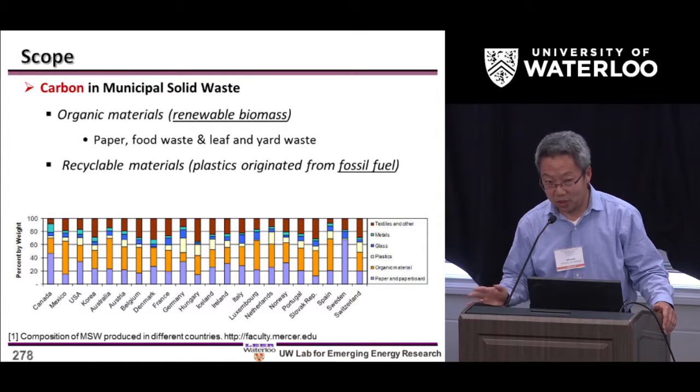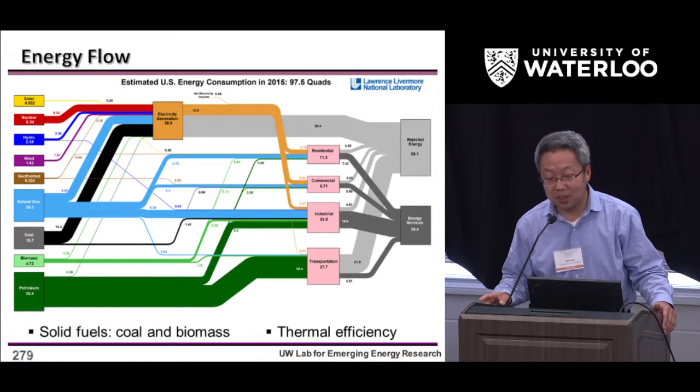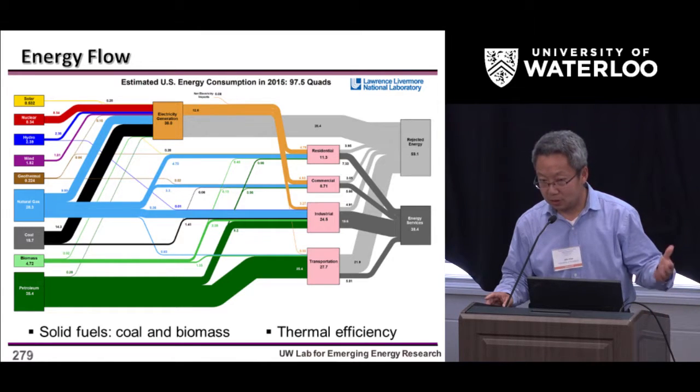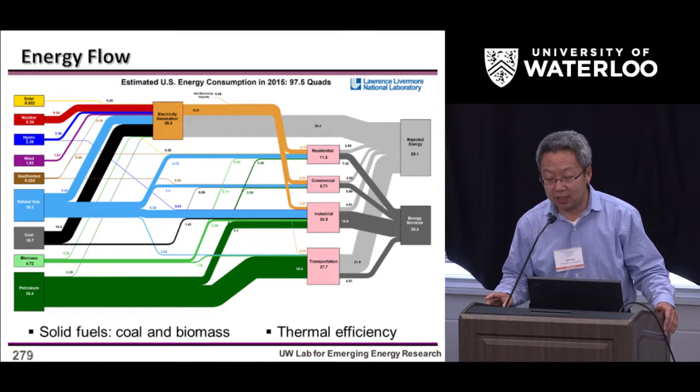And if you teach thermodynamics, you have to get familiar with this energy flow. That's from the very new one, the 2015 US energy consumption. So I would draw your attention to the left side. That's all the major energy resources, the primary energy resources. Right? So at the end of the table, you look at the red side, you can see the rejected energy. The percentage of rejected energy is 59.1%, and energy service is only about 38%.